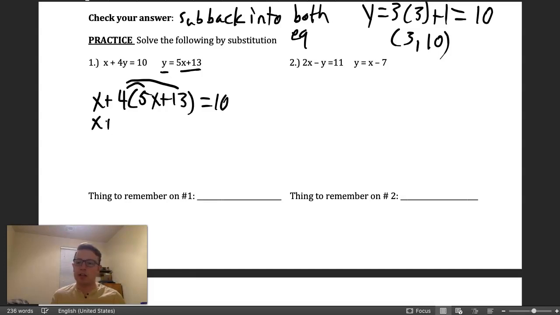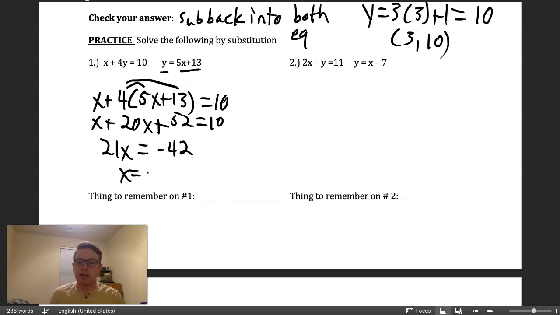This will leave us with x plus 20x plus 13 times 4, which is 52, is equal to 10. Which we're going to solve for, we get 21x on one side. When we subtract the 52, we get minus 42. And we're left with x is equal to minus 2.